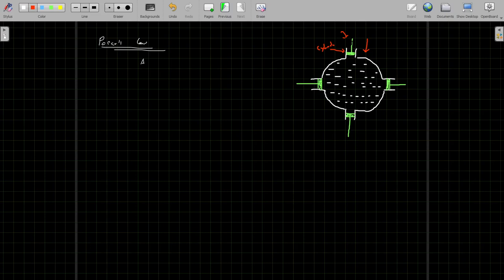Will they also be expanded out? Will they also come out equally, or only this one will come out? Or maybe this one will not come out, only this one and this one will come out. Which one? What do you think? All the three will expand out uniformly.